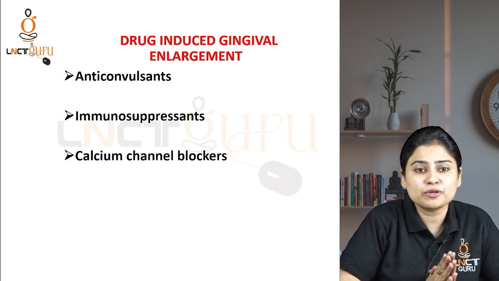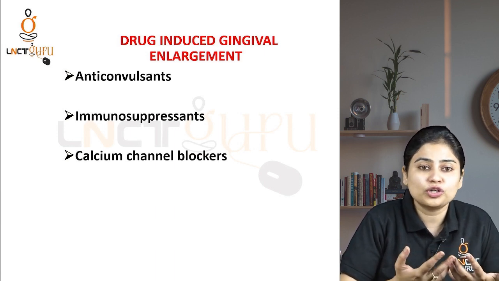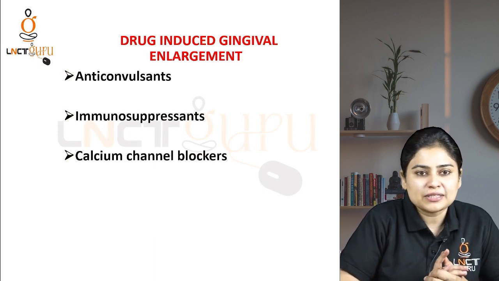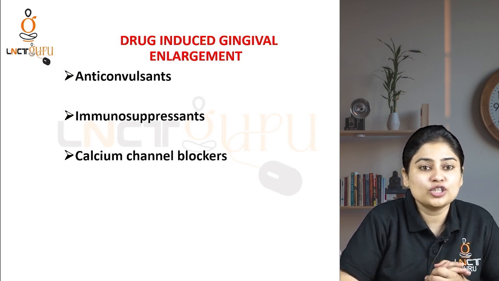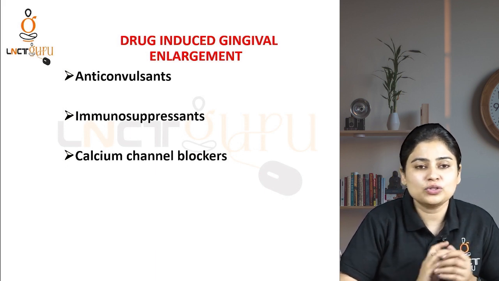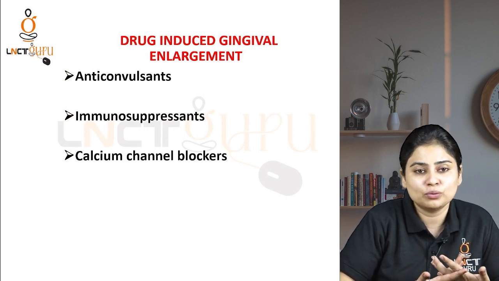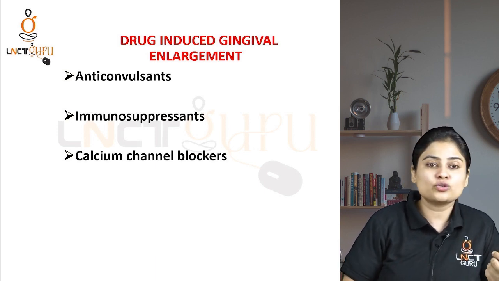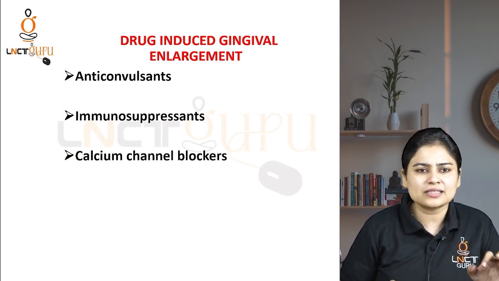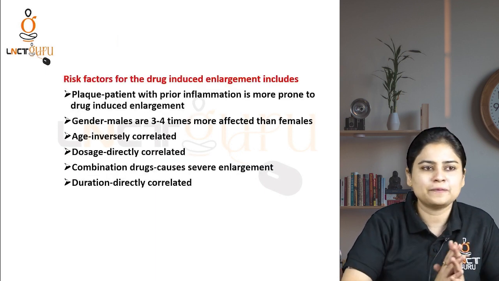So we have to just remember there are basically 3 categories: anticonvulsants, immunosuppressants, calcium channel blockers. Anticonvulsants we use in epilepsy. Immunosuppressants are those that bring the immunity down a little, for example in organ donation cases, and some cases where we require immunosuppressants. And calcium channel blockers are basically used in cardiovascular diseases, heart diseases. So these 3 categories of drugs are the ones that actually cause gingival overgrowth. Let's go into detail one by one. And usually the question asked is which drug is mainly responsible for causing the gingival enlargement.